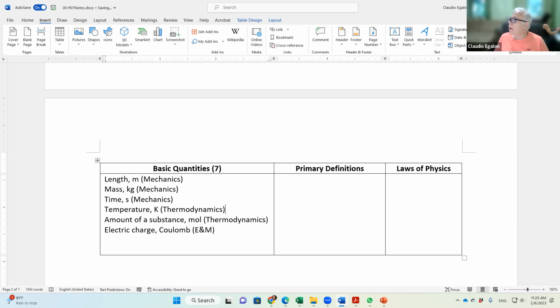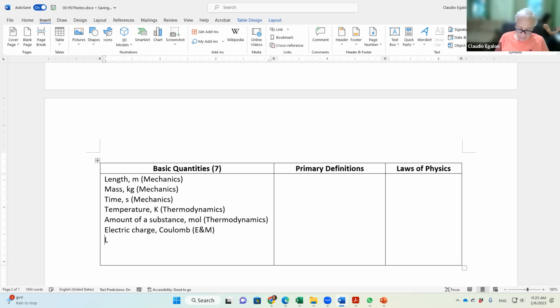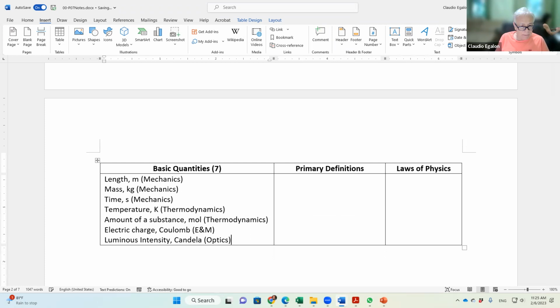And there is one final one, that's luminous intensity. We barely cover luminous intensity. The unit of luminous intensity is the candela. That should be in optics. Okay, those are the 7 basic quantities in physics. And right now we are going to concentrate on the idea of electric charge.